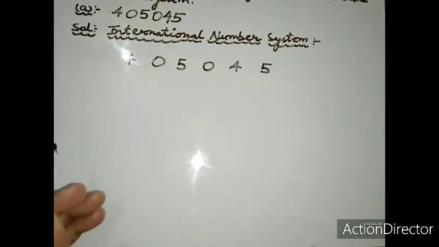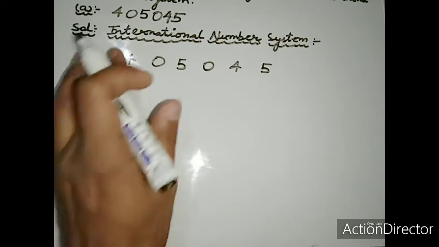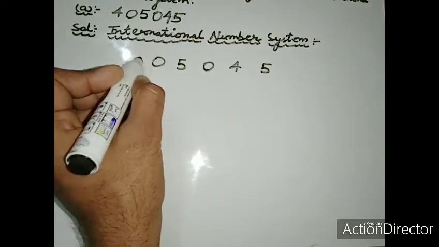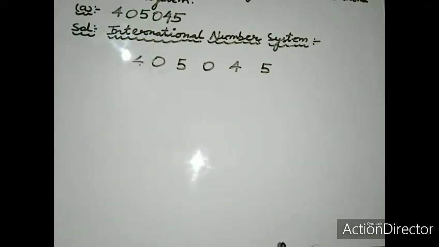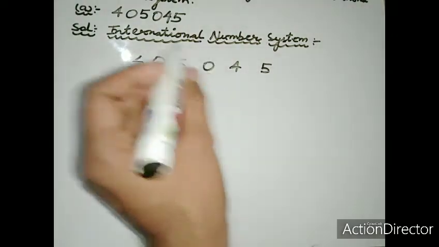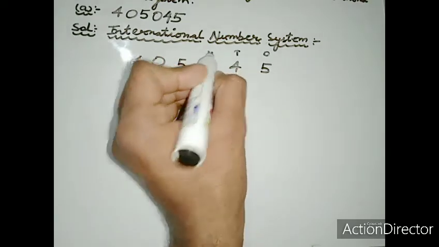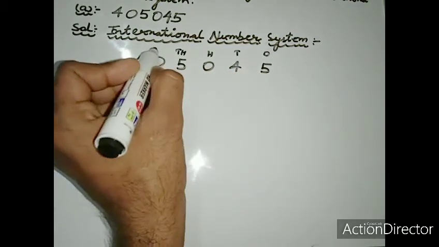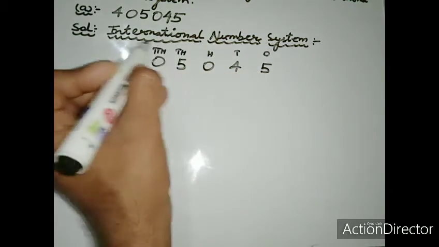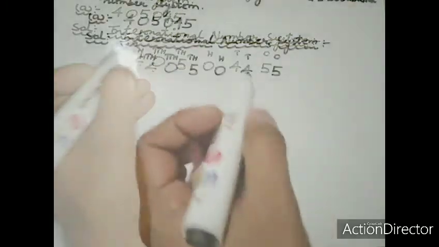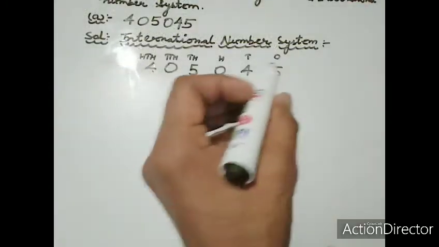Now first we write the places of this number. First we write the places of this number in the international number system. So here we write ones, tens, 100, 1000, 10,000 and 100,000. So now here we write the standard form of this number.